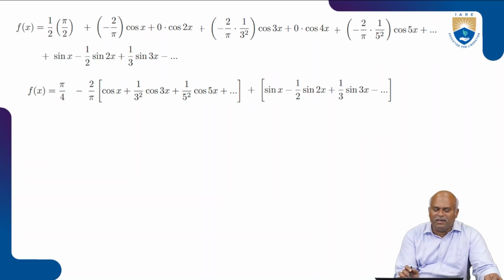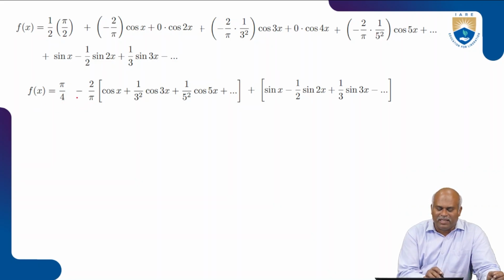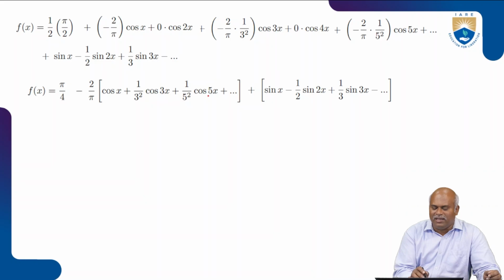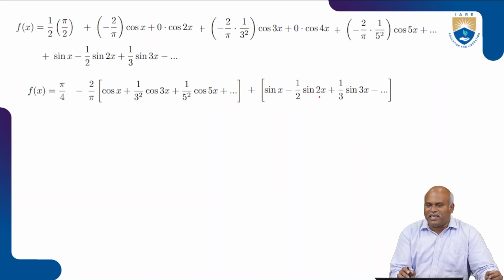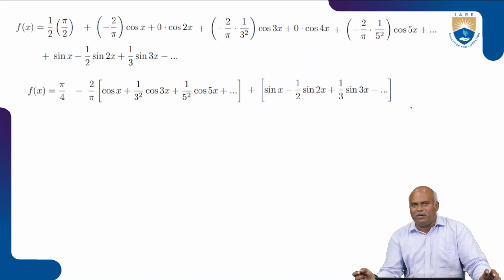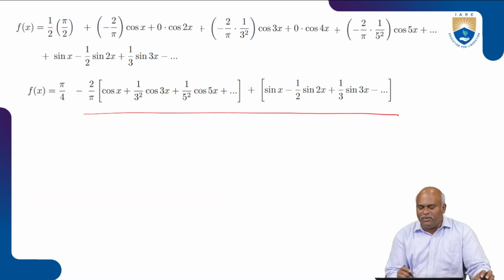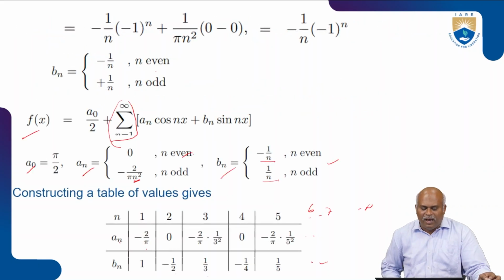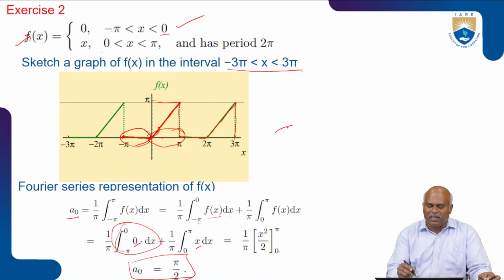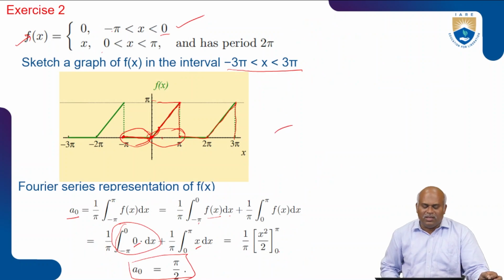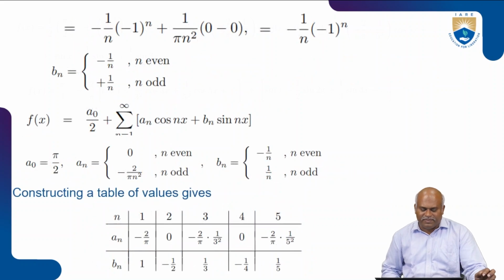Then we simplify. We get the output as f of x equal to pi by 4 minus 2 by pi times cos x plus 1 by 3 square cos 3x plus 1 by 5 square cos 5x up to infinity, plus the sine terms: sin x minus 1 by 2 sin 2x plus 1 by 3 sin 3x up to infinity. This is the output we received for the waveform, where f of x equals 0 for minus pi less than x less than 0, and x for 0 less than x less than pi.